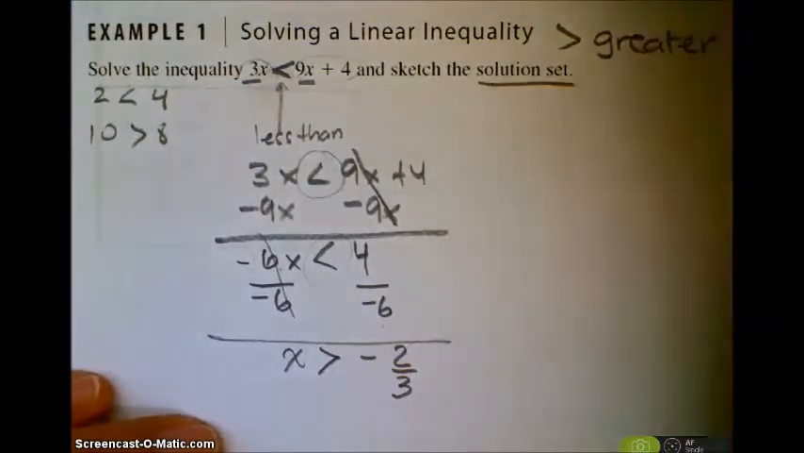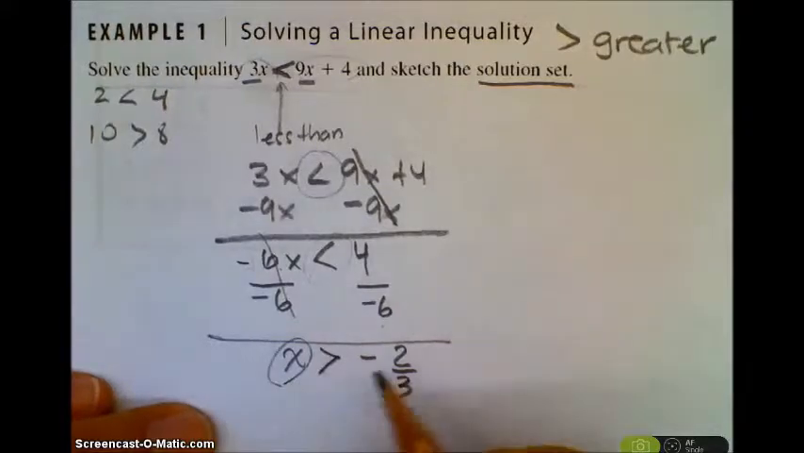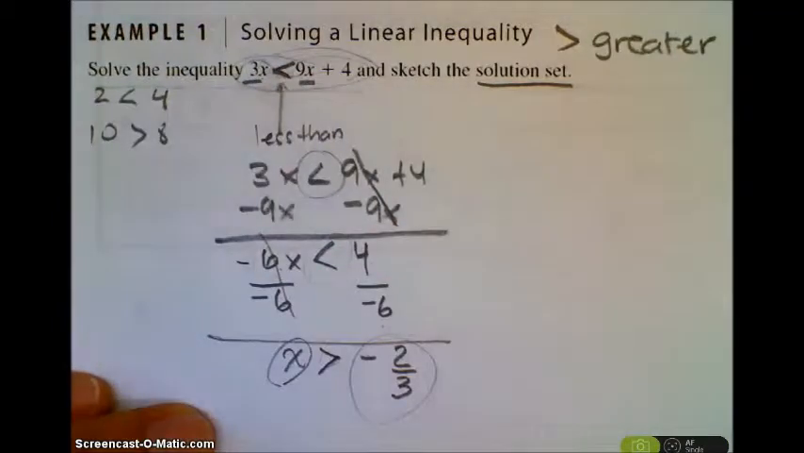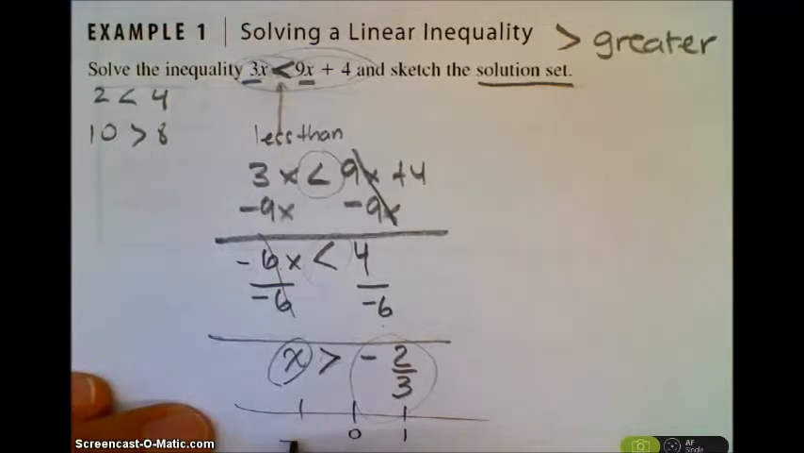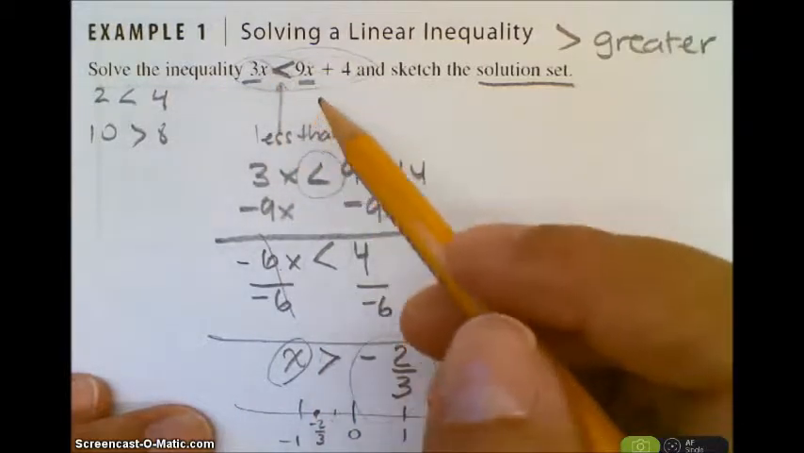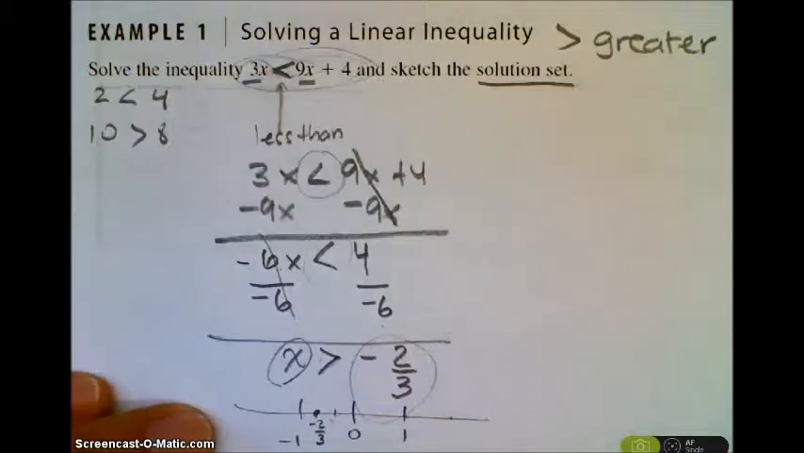So now the only thing that means is that x could be any number bigger than -2/3, and for every single number this is true. So let's try. Give me a number that is bigger than -2/3. Where is -2/3? If this is 0, this is 1, this is -1, -2/3 will be right here. So you can give me -1/3, you can give me 0, you can give me 1, you can give me 2, you can give me 3 or 4 or 5, and 3x will always be less than 9x plus 4.